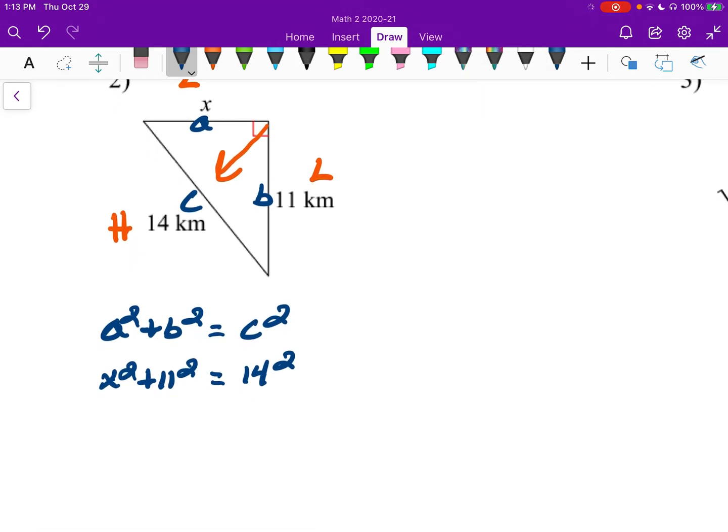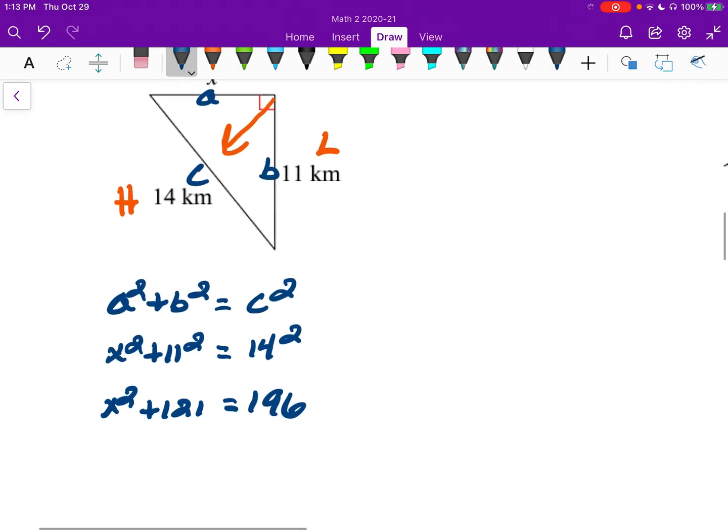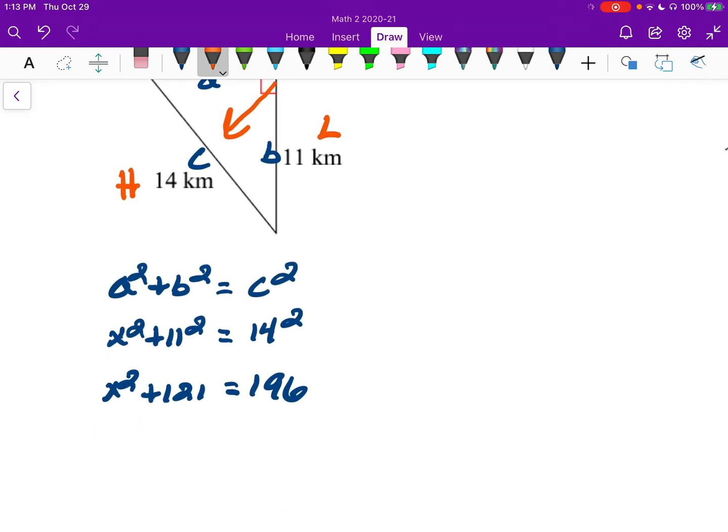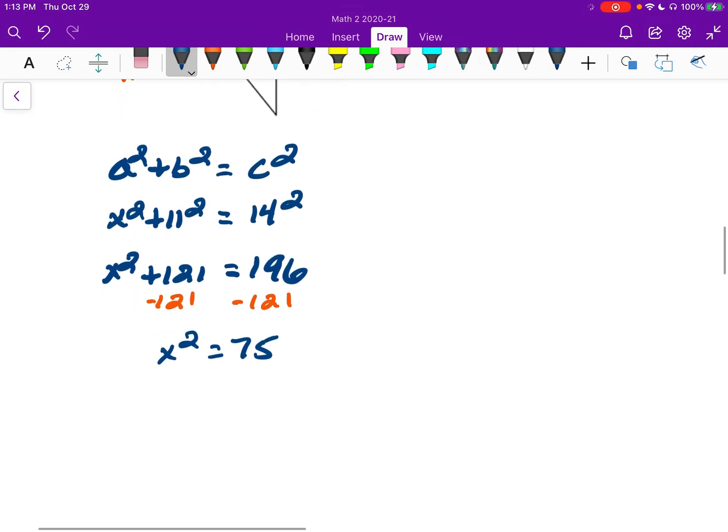And if I go ahead and square those, I'm going to have x squared plus 121 equals, well, what is 14 squared? 196. If I subtract 121 from both sides, I'm going to have 75. So x squared is 75. And lastly, to find our x, I need to take a square root of both sides. And I get x equals root 75.